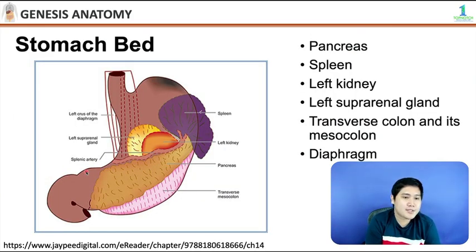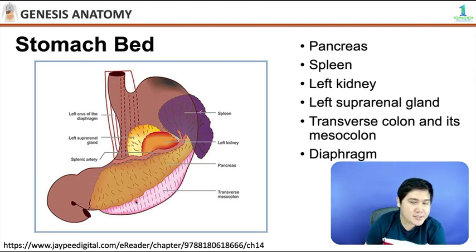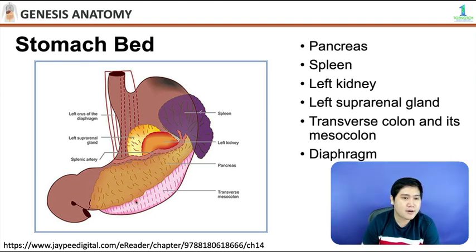So your stomach enjoys a bed. Sana all nakakahiga. So your stomach has a bed comprised of several structures, which includes your pancreas, your spleen, your left kidney, with the adrenal on top, and the transverse mesocolon and the diaphragm. So that comprises your stomach bed.